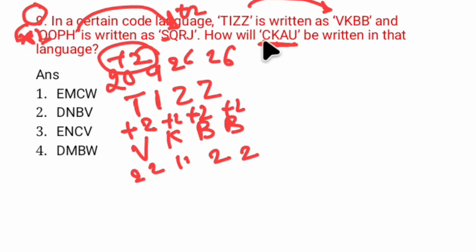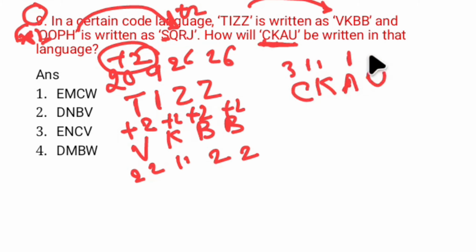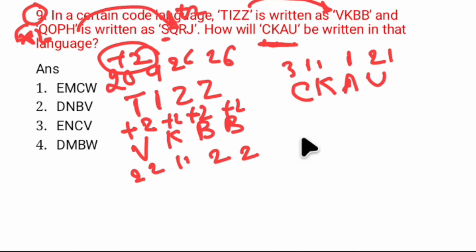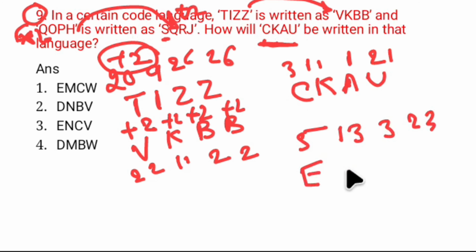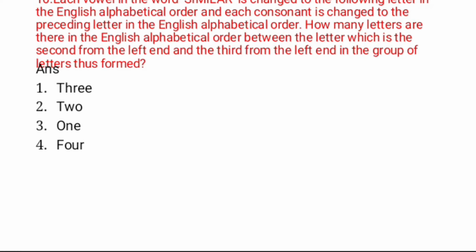In 'similar', the vowels are I, A. So I becomes J, and A becomes B here. And the consonants were S, M, L and R. So S becomes R, M becomes L, L becomes K, and R becomes Q.